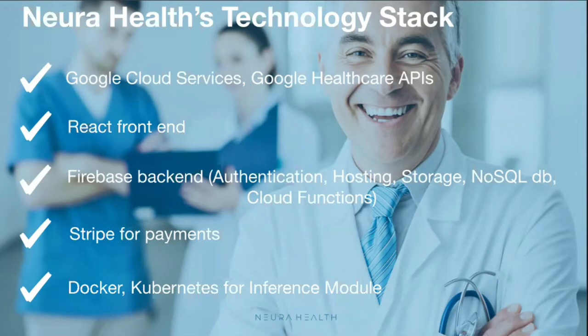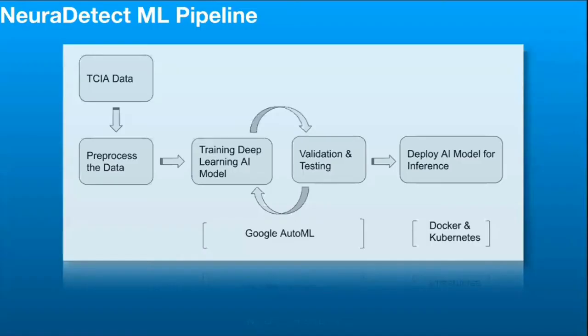The front end for the second opinion use case that we are building is built using React.js. The backend is all Firebase based. That includes all the authentication, hosting the application, any storage requirement, and any NoSQL database needs. All the logic is built using cloud functions. We use Stripe APIs for payments, through the Firestripe library in Firebase. And then the inference module is run on Kubernetes, and it's built using a Docker image that we built.